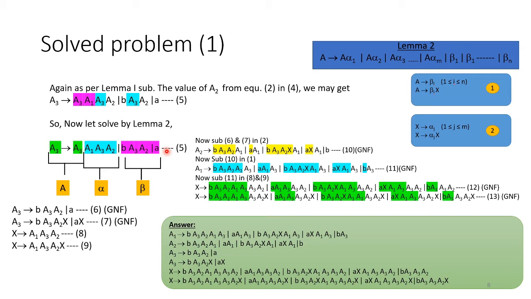Okay, so now what can I do? Using these lemmas, I can simply write that A3 gives beta. Am I right? So A3 gives beta. What is beta? B, A3, A2 and A, and A3 gives beta x. So this one with an x added. Again x gives what? This alpha. So alpha and alpha x. So that's one, I made it as equation 6, 7, 8, 9.